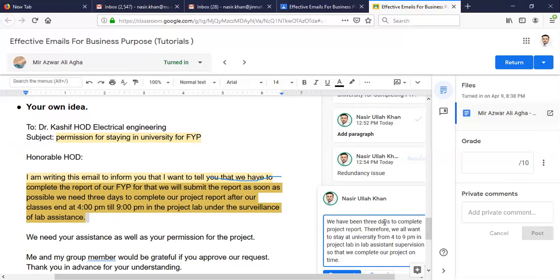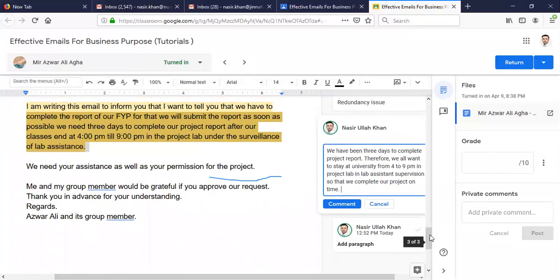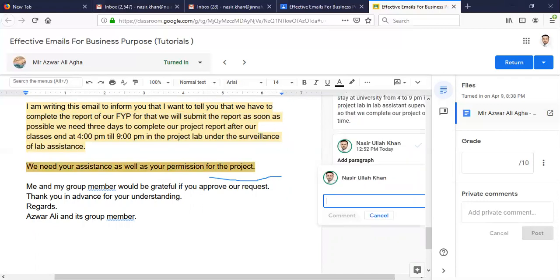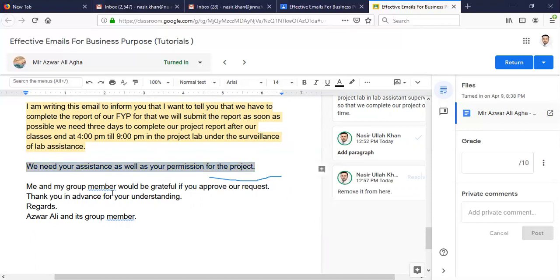This is what we learn, by the way. No problem, but learn from the feedback given to you. Moving down the line, you're saying that we need our assistance as well as your permission for the project. I don't know why you have written this sentence and what its purpose is. I don't understand it. And then down the line: me and my group member would be grateful if you approve our request. No need for this sentence, just remove it. This is a useless sentence. Remove it from here because it will not affect any of your complete writing piece.